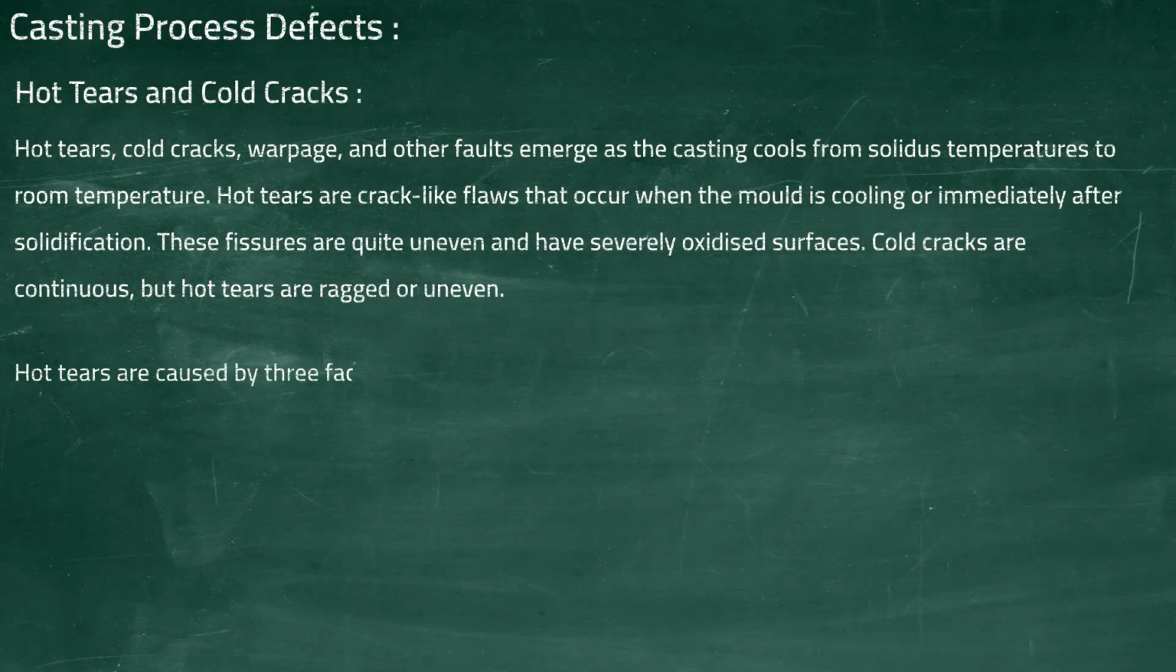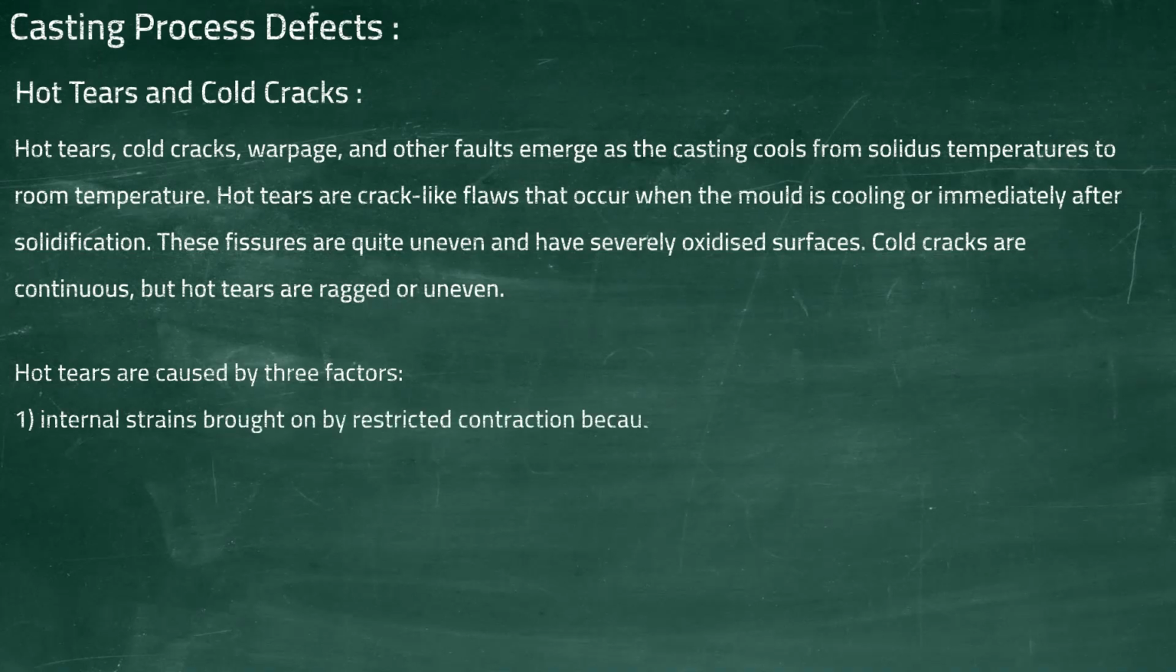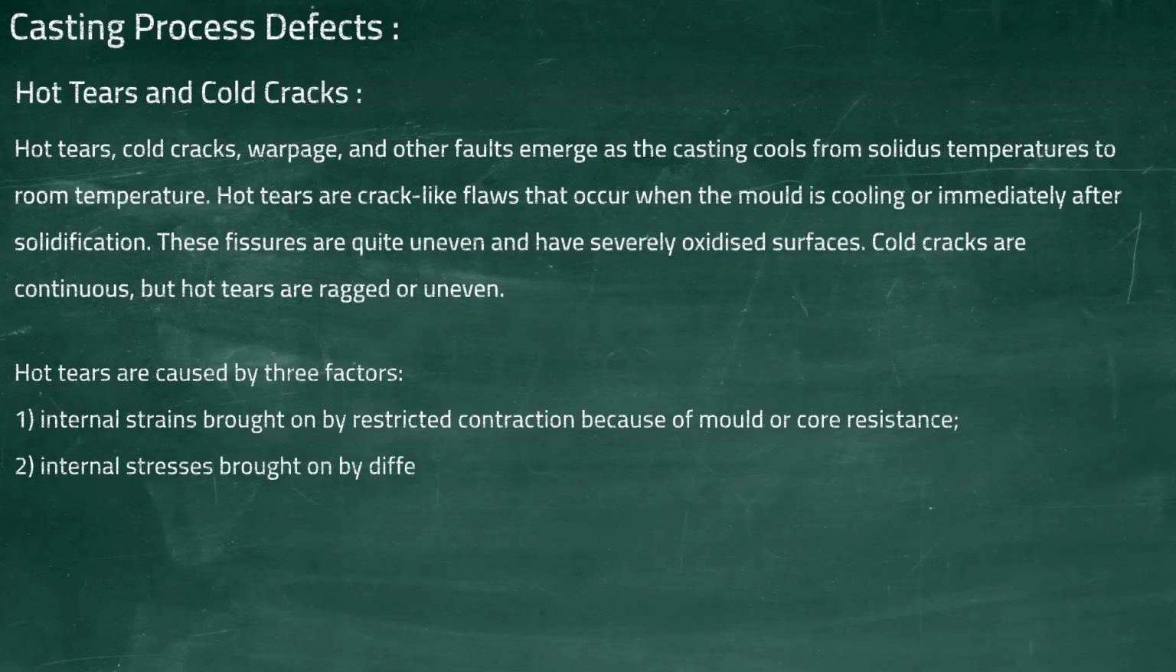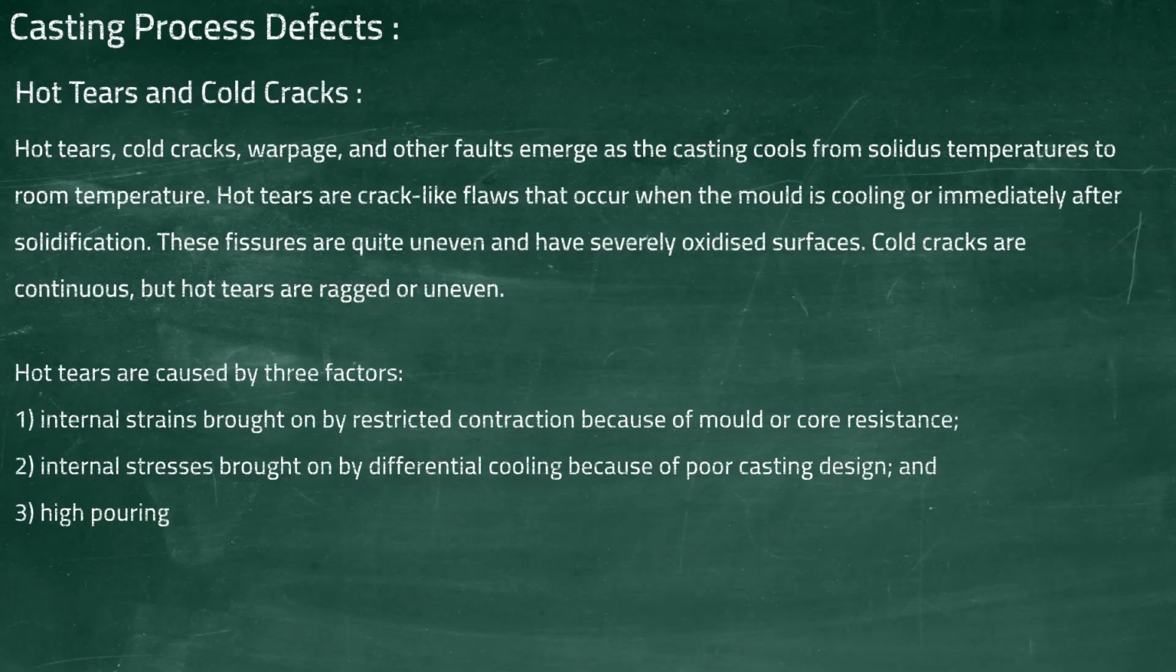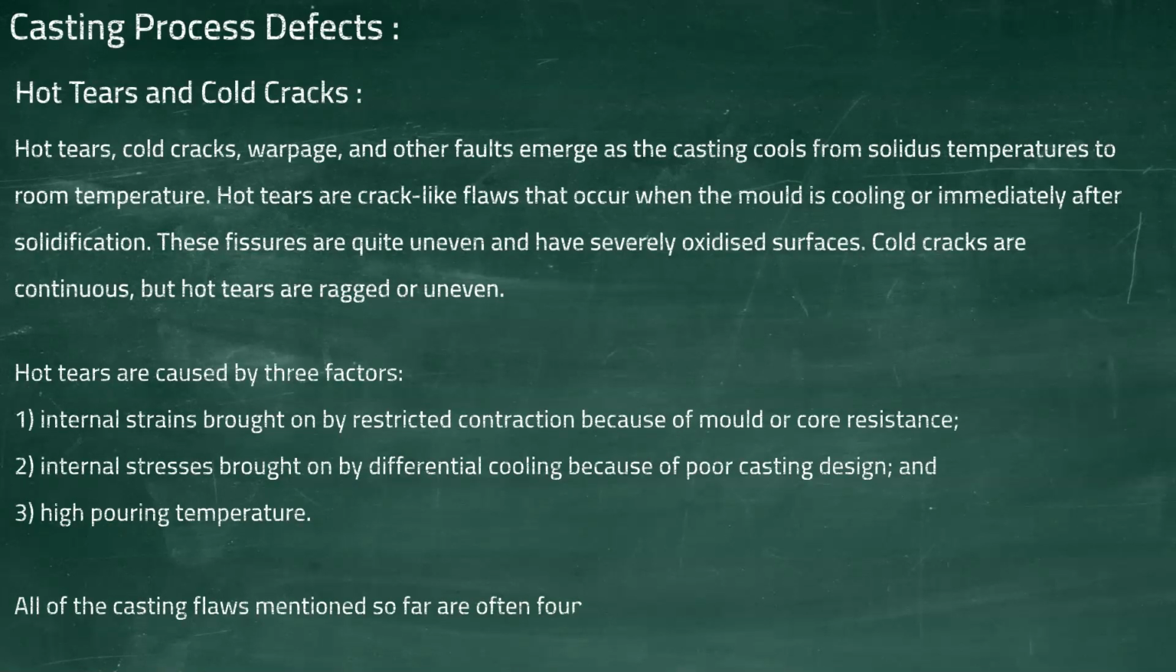Hot tears are caused by three factors. Internal strains brought on by restricted contraction because of mold or core resistance. Internal stresses brought on by differential cooling because of poor casting design, and high pouring temperature. All of the casting flaws mentioned so far are often found by radiographic analysis.